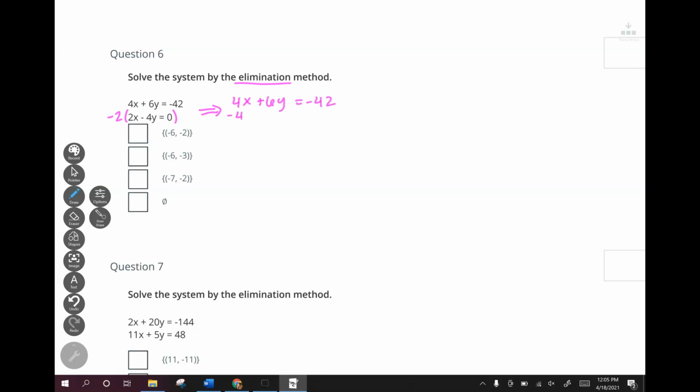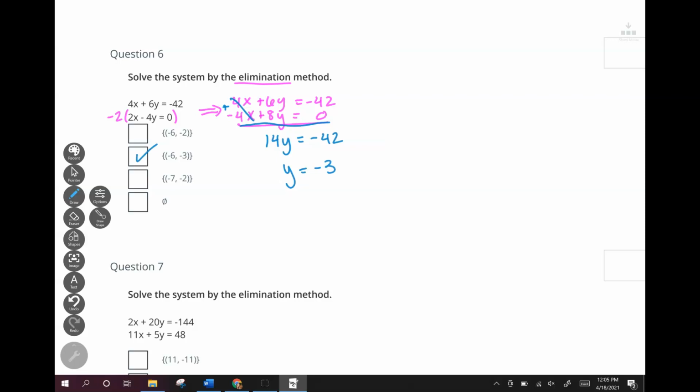All the way across. So I have -4x plus 8y equals 0. Now what that allows you to do is add these 2 equations together, and my x's are actually going to eliminate because 4 minus 4 is 0. Then I have 6 plus 8 gives me 14y equals -42. Divide by 14. Y equals -3. So I can already see that my solution is B.